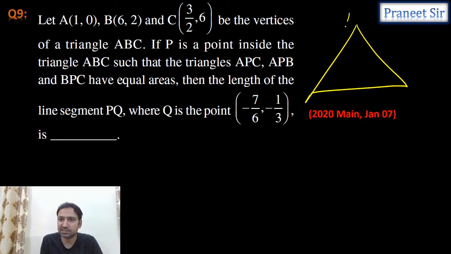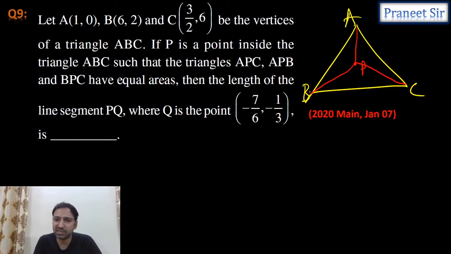Suppose this triangle is given as ABC, and there is a point P here, so that all these three triangles' areas are equal. This means P should compulsorily be the centroid. Only then will the three areas, APB, BPC, and APC, be equal. Indirectly he is saying P is equal to the centroid.